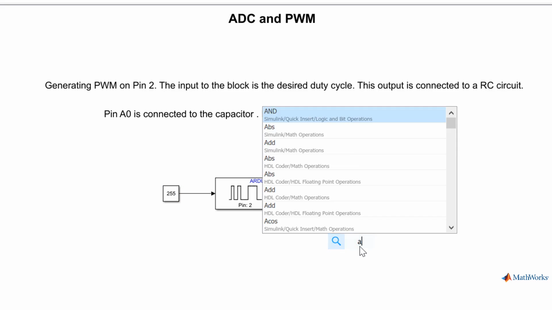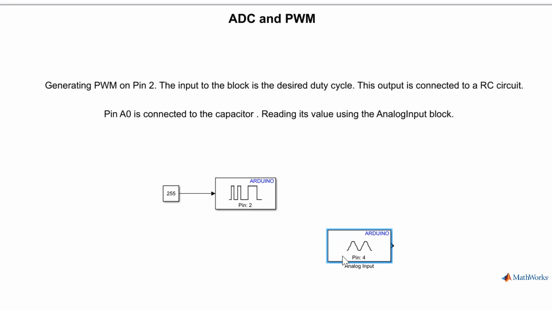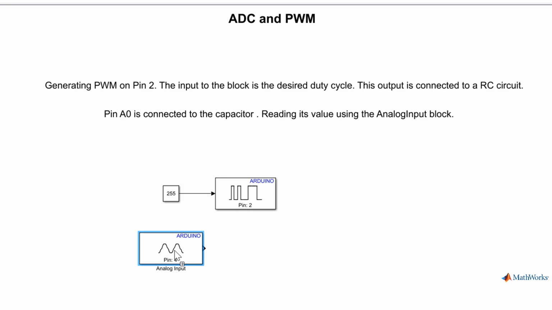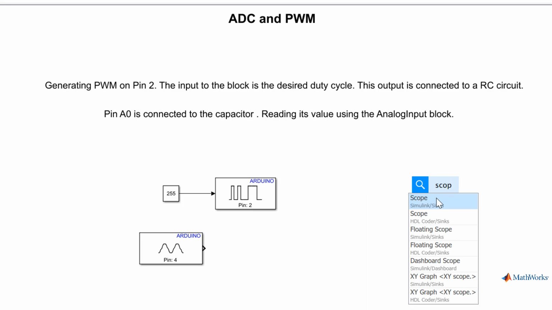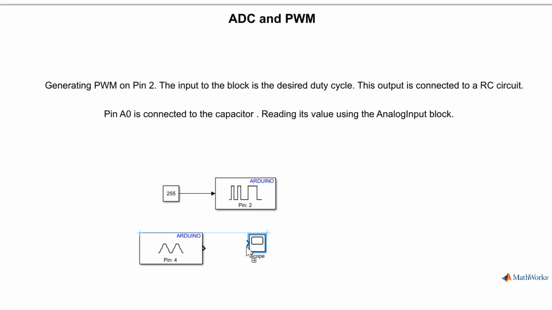Next, we need an analog input block to measure the voltage across the capacitor. Let us connect this to a scope block to observe our voltage. Let's change the pin number to pin 0.